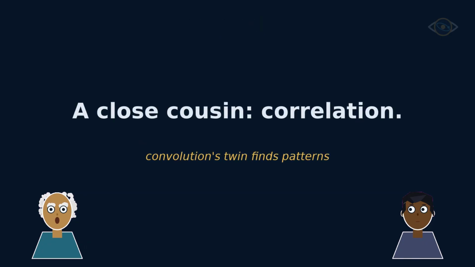Skip the flip, and the same slide and tally becomes correlation, a detector that peaks when a signal matches a template. It's how GPS locks onto a satellite's code, and how radar recognizes its own echo. So convolution blurs and combines, and its unflipped twin searches and matches. The same motion, 2 superpowers.